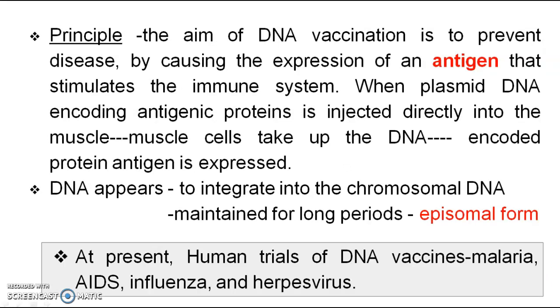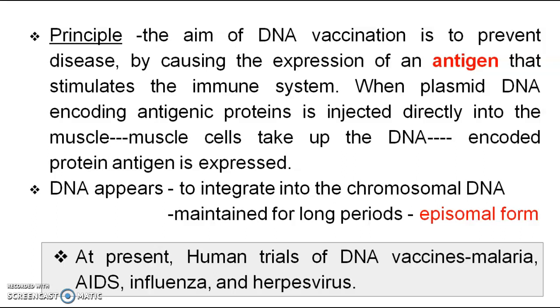So what is the principle? The aim of DNA vaccination is to prevent disease by causing the expression of an antigen that stimulates the immune system. So we reduce disease by introducing a DNA which gradually develops into the antigenic protein, and likewise it will develop the immune response. When the plasmid DNA encoding the protein is injected directly into the muscle, for example into a muscle cell, that muscle will take up the DNA and gradually express it into the protein. So DNA appears to integrate into chromosomal DNA.